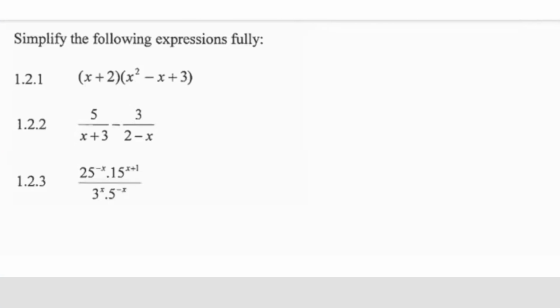Good afternoon again, guys. As promised, we're now going to look at simplification. This is usually part of the first questions of the written exam.